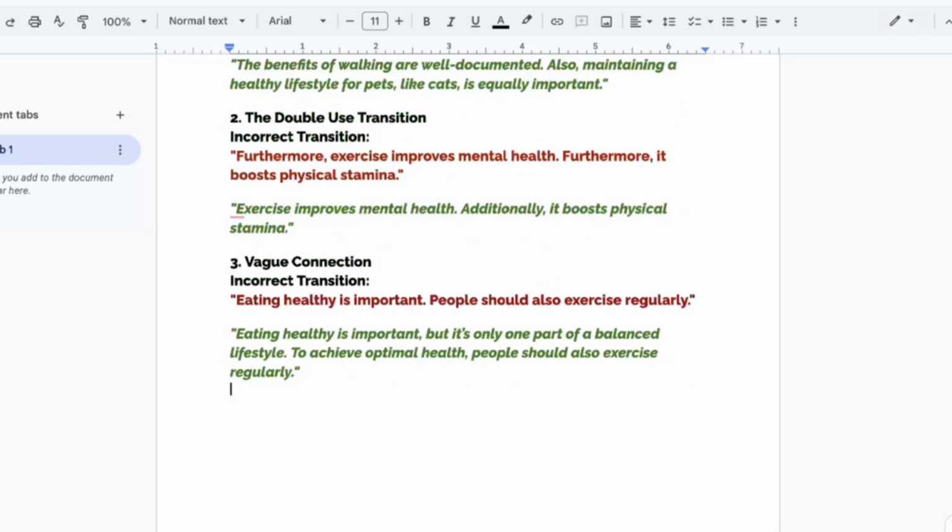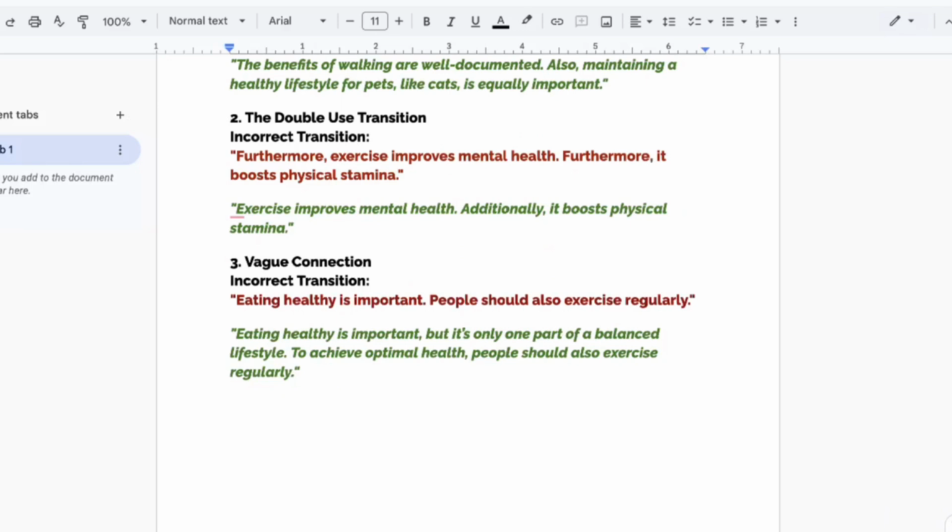Eating healthy is important, but it is only one part of a balanced lifestyle. To achieve optimal health, people should also exercise regularly. Do you see how that sentence just got everything in one tight package? It has number one, eating healthy is important, and then, but it tells you it's only one part. There's so much more. And so you're telling the reader the other parts they may want to explore in their own free time or throughout the course of this book. So it's all about using those powerful links.